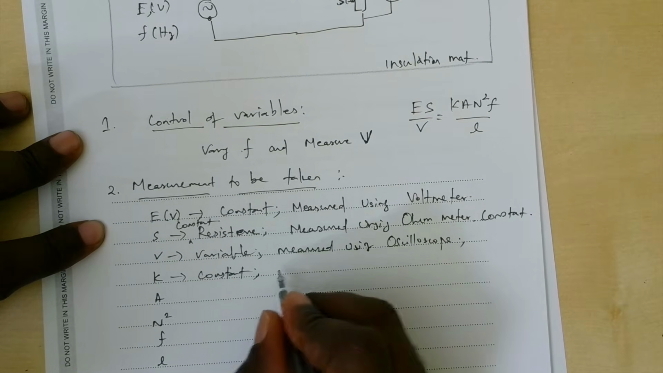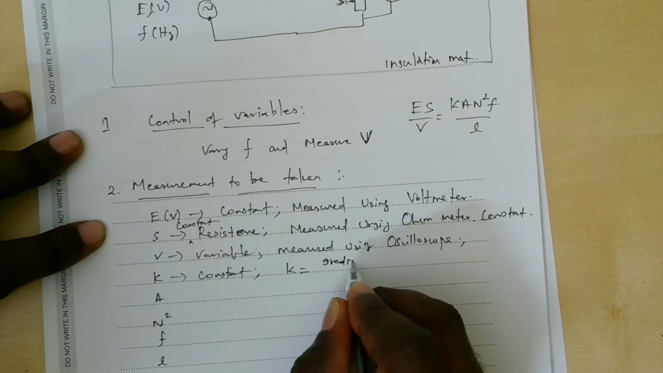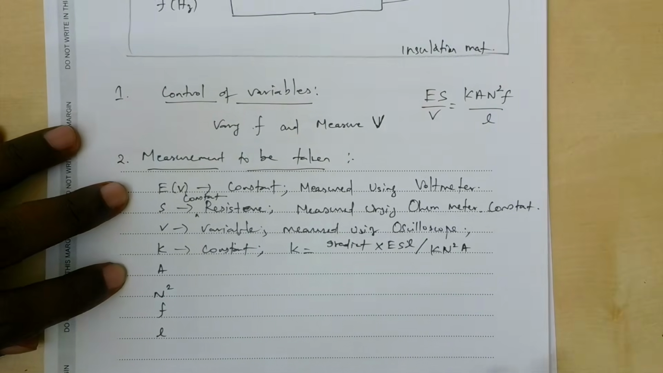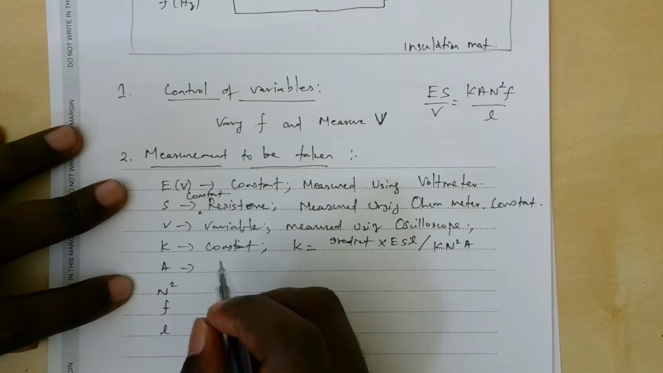So that equation we will write. K equal to gradient multiplied by ESL divided by K n square A. Okay, sir. Now A, should it be kept constant or is it a variable?